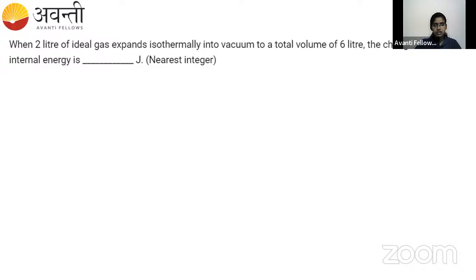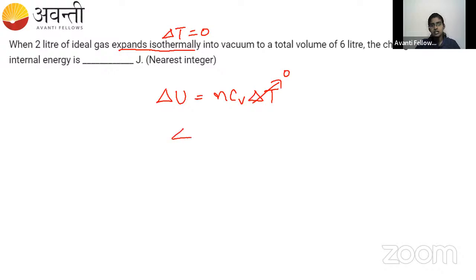We have to find out the change in internal energy, delta U. Volume is given as 2 liter of an ideal gas expands isothermally. Isothermal means delta T is going to be 0 because the temperature is constant. We know that delta U is equal to nCv delta T. Delta T goes to 0, so the change in internal energy delta U is also equal to 0 joule. Very easy. Coming to the next question.